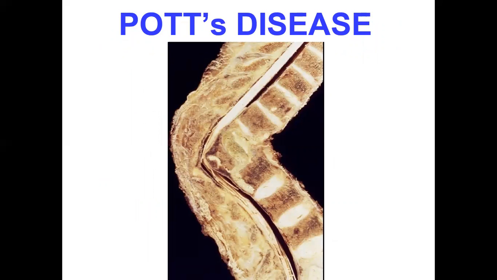So this is Pott's disease of the spine. So there is kyphoscoliosis, collapse of the affected vertebra, which may result in various types of deformities. So that is about Paget's disease and osteomyelitis.